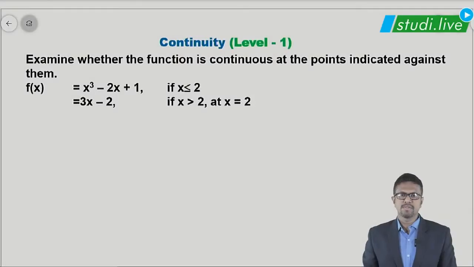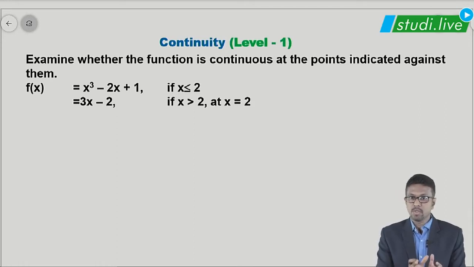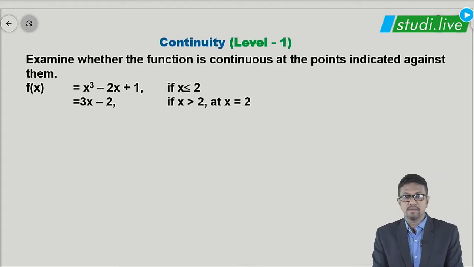Hello friends, let us now continue with this next question. The question again says examine whether the function is continuous at the point indicated against them. So we have been given two functions. You can see the first function is a cubic function when x is less than or equal to 2, and it is a linear function when x is greater than 2.